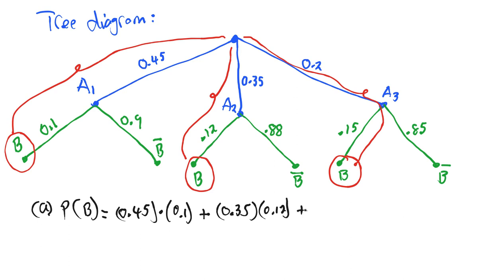So if you just keep using those analogies, and is times, or is plus. And then the last path is your 0.2 times the 0.15. And that expression is what we got earlier. That's equal to 0.117.